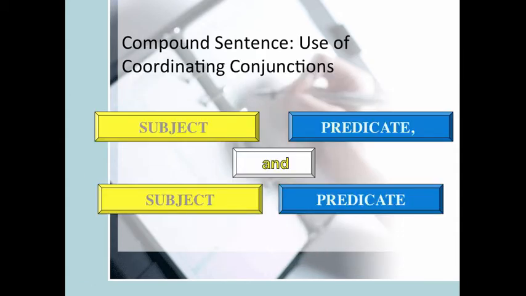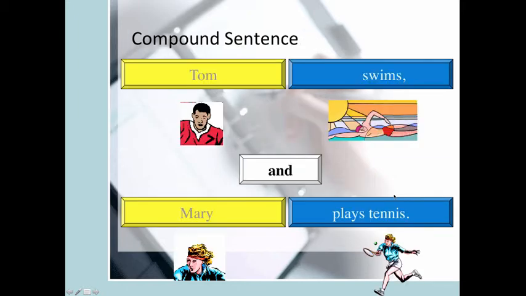Compound sentences use coordinating conjunctions. Your coordinating conjunctions are pretty simple. It's your fanboys. You start with a subject and a predicate, you add a comma, a fanboys, and another subject and a predicate. For example, Tom swims, comma, and Mary plays tennis. So this is a compound sentence because you have a subject and a predicate, which is an independent clause. Tom swims is a complete thought and a complete sentence. You're joining it with the fanboys. Mary plays tennis, which is also a complete thought.